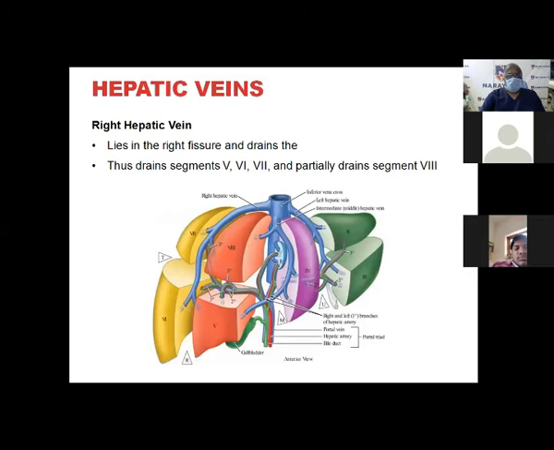Right hepatic vein. The right hepatic vein comes in lateral to the lateral fissure. It is about a 40-degree fissure from here. On the lateral side, you get segments 5 and 6. On the medial side, you get 6 and 7 and 5 and 8. All are drained by the right hepatic vein.